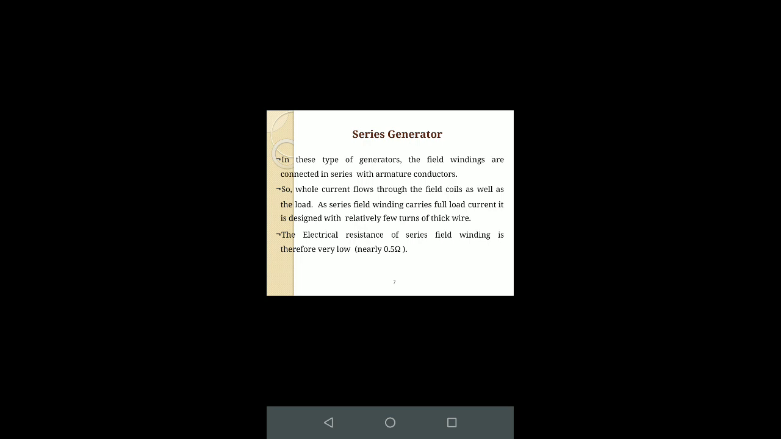According to the position of the field coil, the DC generator has three types: series generator, shunt generator, and compound generator. Coming to the series generator, in this type of generator, the field windings are connected in series with the armature conductors. So, the whole current flows through the field coils as well as the load. As a series field winding carries full load current, it is designed with relatively few turns of coil. The electrical resistance of the series field winding is therefore very low, nearly 0.5 ohms.